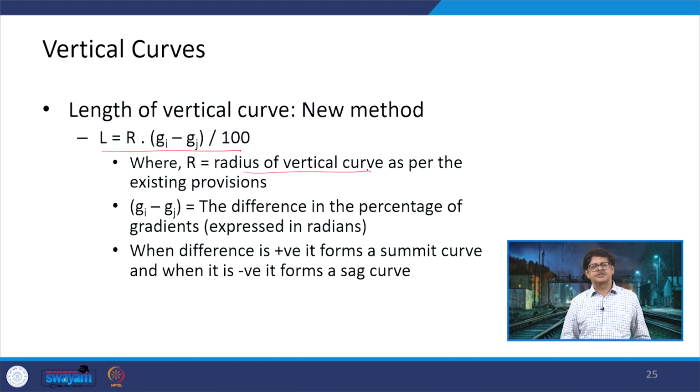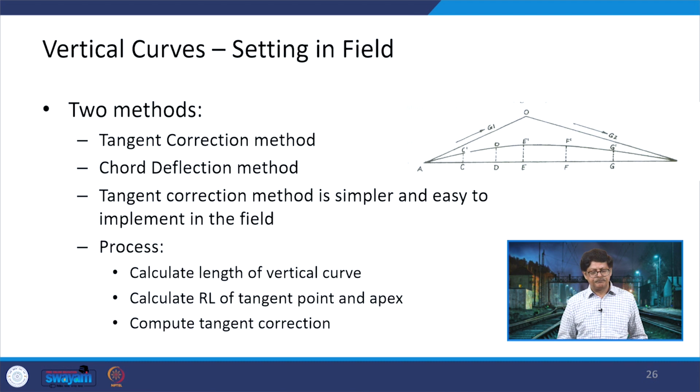As per the existing provisions, we have talked about what the radius of the vertical curve should be: 4000, 3000, 2500. We should remember whether it is a minimum value or a maximum value. Gi minus Gj is the difference in the percentage gradients, expressed in radians finally. When the difference is positive, it forms a summit curve, and when it is negative, it forms a sag curve. I have already shown you that.